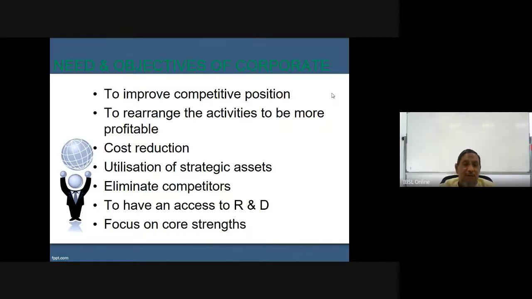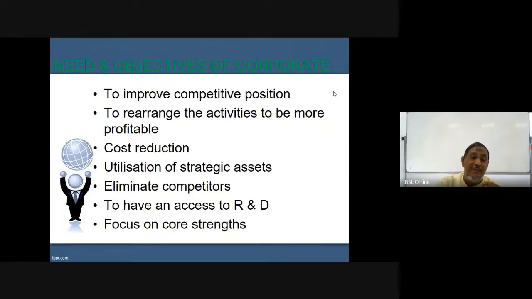This includes certain products which may have to be killed, that means suspension of manufacturing, which will eat resources and are not profitable. The non-profitable or marginally profitable items can be deleted. Rearrange activities in a more profitable manner.